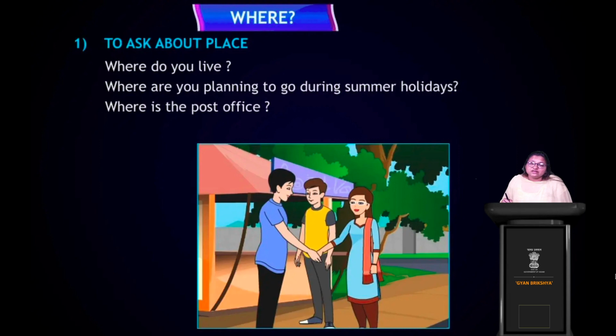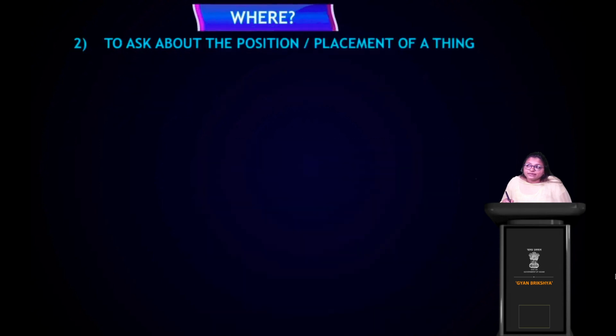Okay, next, where is the post office? Again, location. The location of the post office. Where is the post office? Okay. Now, where? To ask about the position, placement of a thing. To ask about the position or placement of a thing.